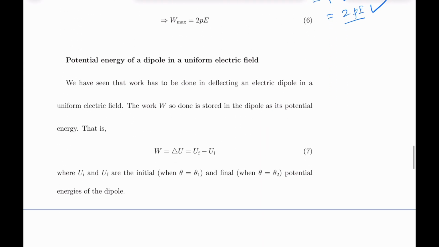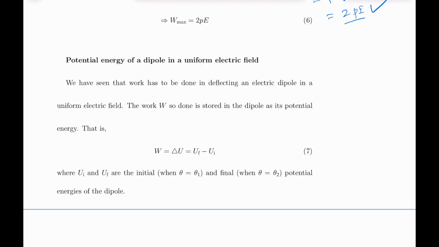Next we come to the potential energy of a dipole in a uniform electric field. We have seen that work has to be done in deflecting a dipole in a uniform electric field. This work done is stored in the dipole as its potential energy. That is, W is the work done, delta W means change in potential energy. So this is the difference of final potential energy minus initial potential energy. So delta U is equal to UF minus UI.